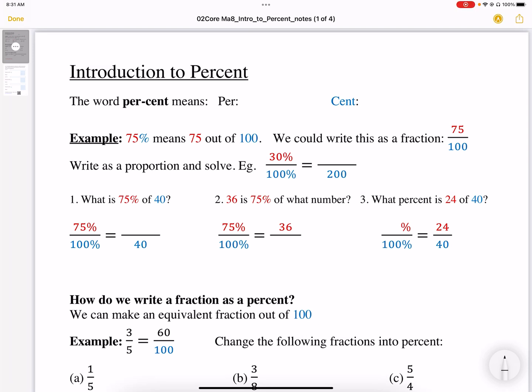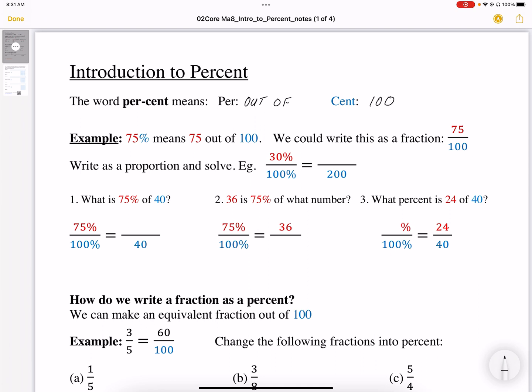We're going to look more specifically at percent today. And percent literally means per, which means out of, and cent means 100. So it means literally out of 100. So for example, 75% means 75 out of 100. And so we can express this 75% as a fraction, 75 compared to 100 as a fraction.